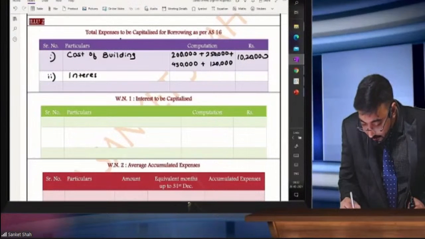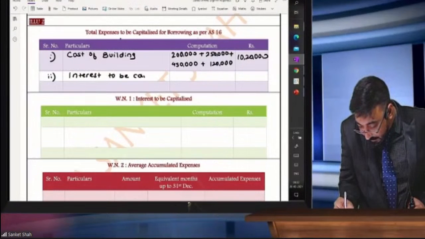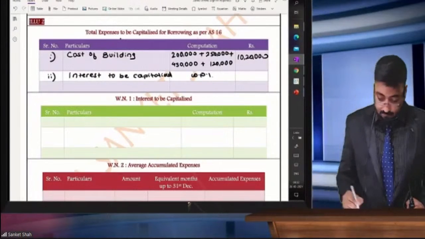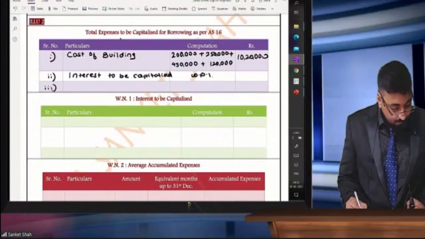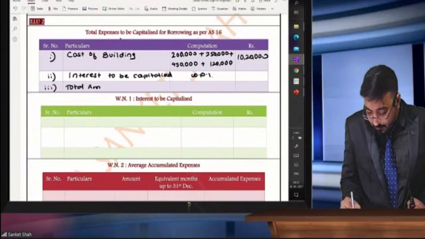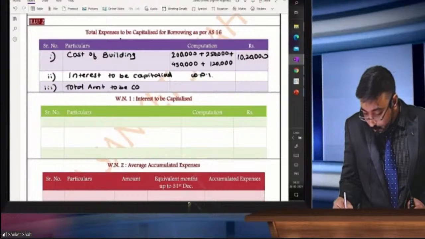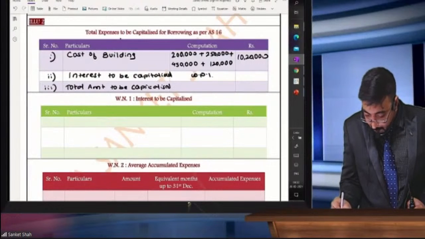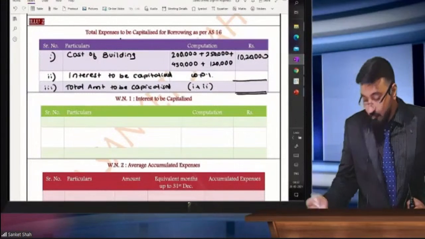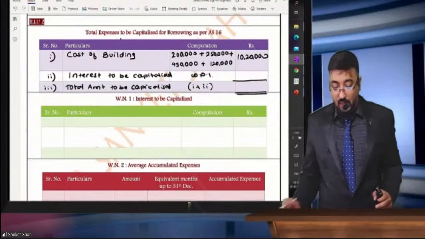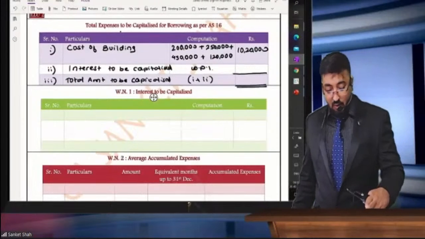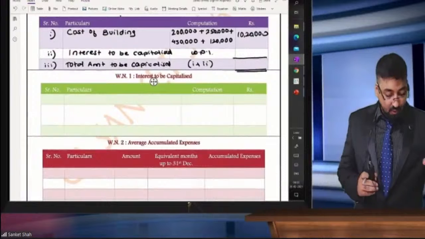And Roman 2, interest to be capitalized. This is working note number 1. Roman 3, total amount to be capitalized. Now write down Roman 1 plus 2. Again, you have to prepare one table. Now working note 1 we want. So this is step by step presentation. Working note 1, interest to be capitalized. Write down interest to be capitalized.